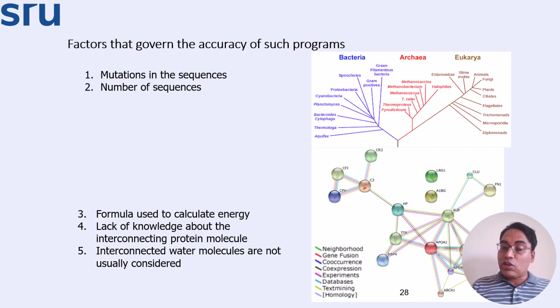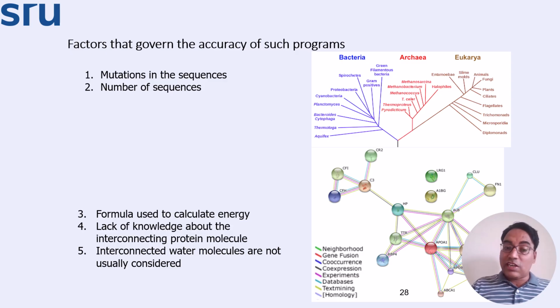This formula used to calculate energy is an important part. But many people keep on correlating the energies even if they are calculated using different formulas, different tools, different strategies. If the algorithms are different, how can you put them together on the same par? So you need to understand that properly.